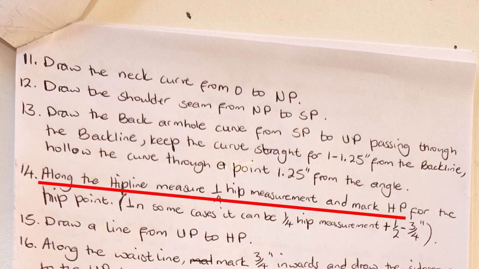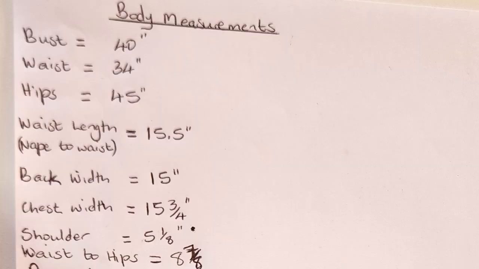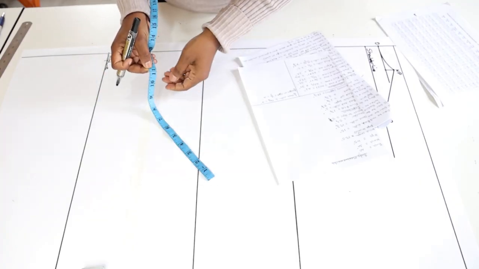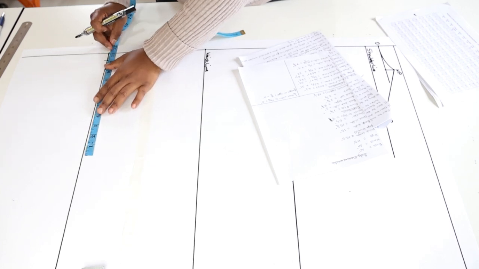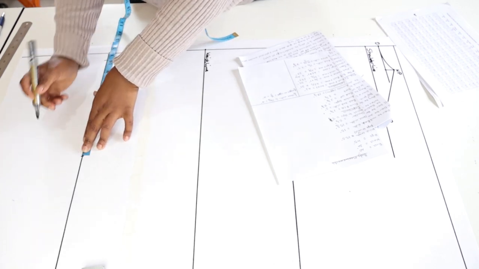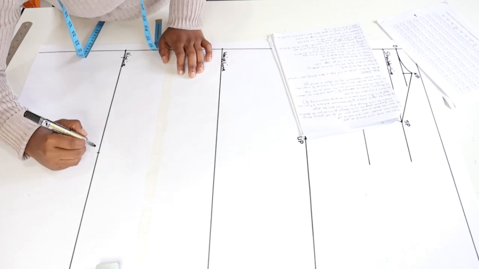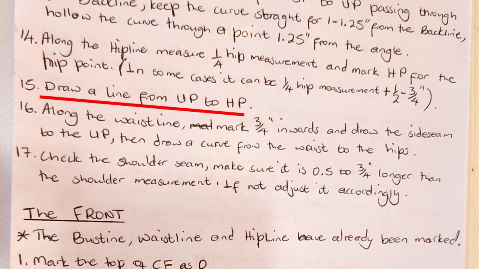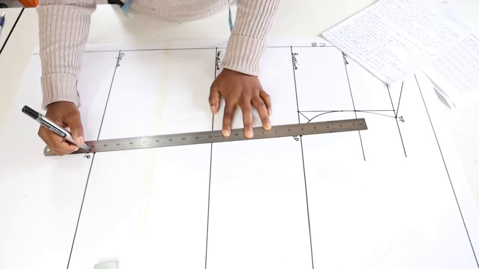Along the hip line, we are going to measure 1/4 of the hip measurement and then mark HP. In my case, my hip circumference is 45 inches. Remember, now we are using the hip circumference without the ease. 45 inches divided by 4 is 11.25 inches. So we are going to measure 11.25 inches along the hip line, and then label this point as HP for the hip point. Next, we are going to draw a line from UP to HP.